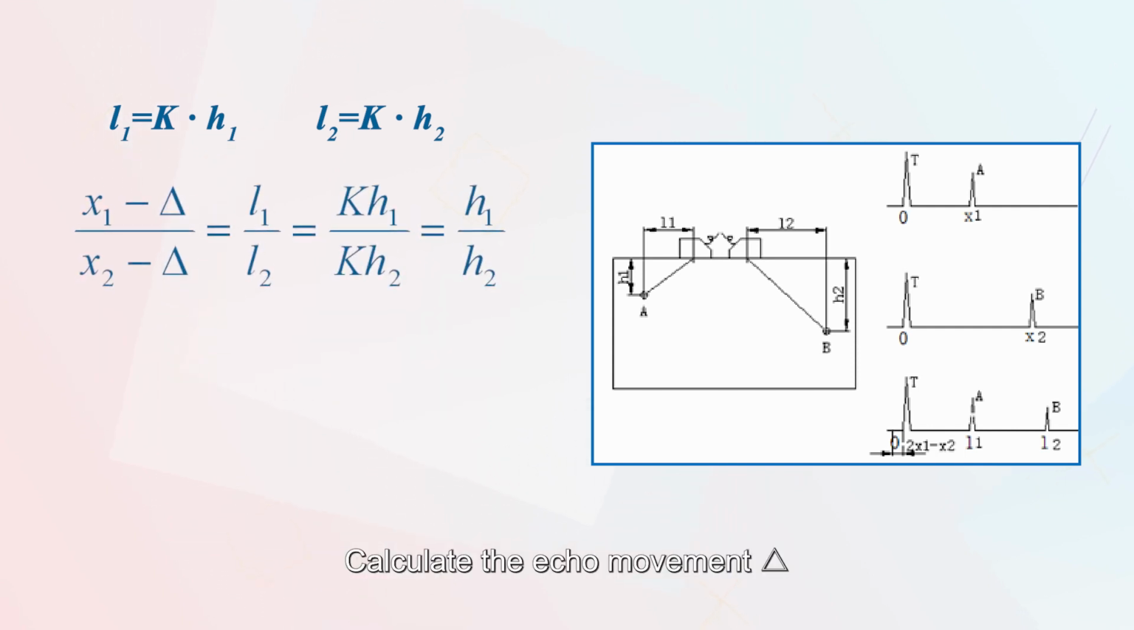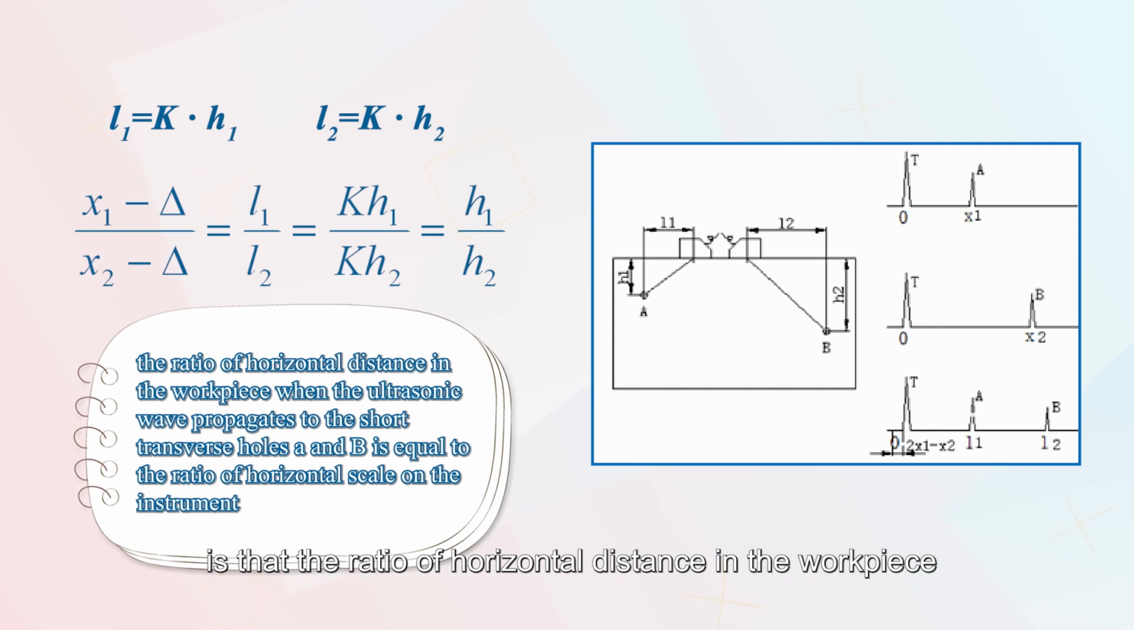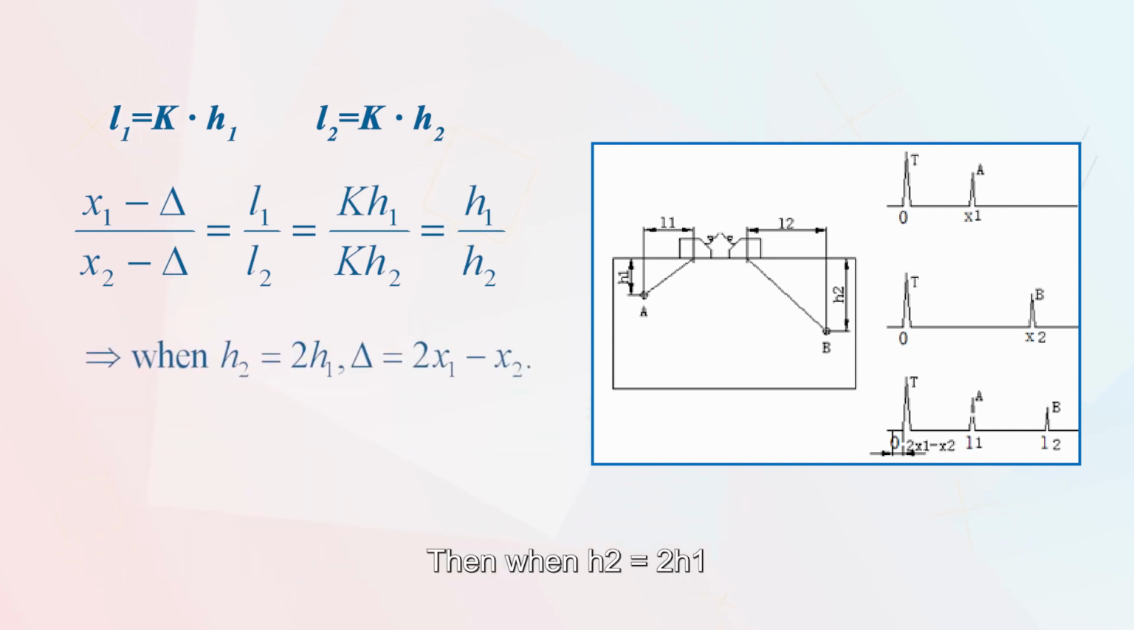Now, as the formula shows, the principle used is that the ratio of the horizontal distances in the workpiece when the ultrasonic wave propagates to the short transverse holes A and B is equal to the ratio of the horizontal scales of the instrument. Then, as we can see here, the formula.